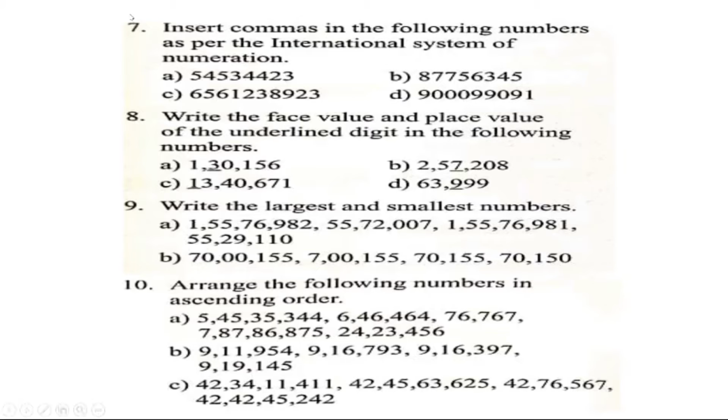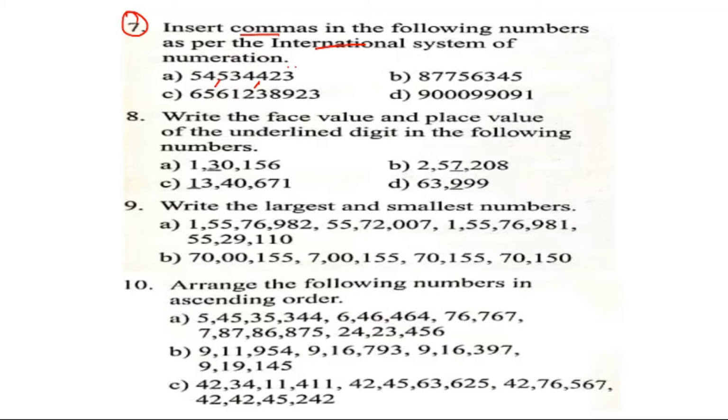So in question number 7, what we have to do, we have to put the commas in which form? In the international system of numeration, we have to put commas before three numbers. हमें international system में three numbers से पहले commas put करना है. So where we will put the comma, like this.